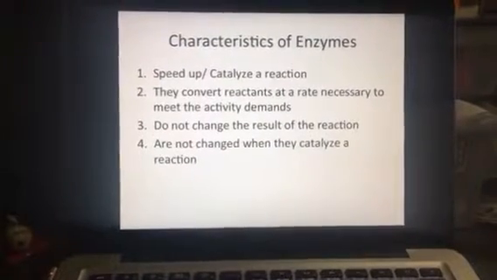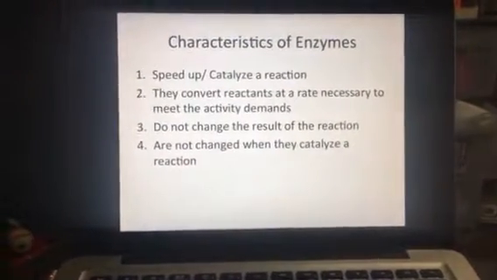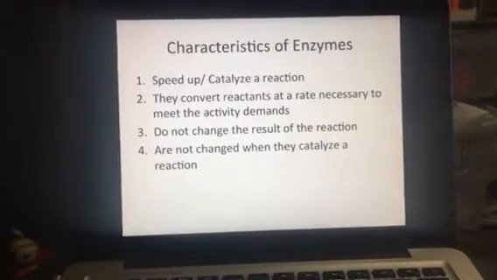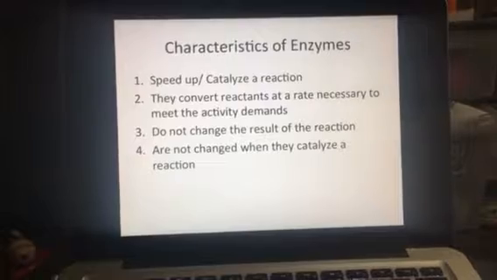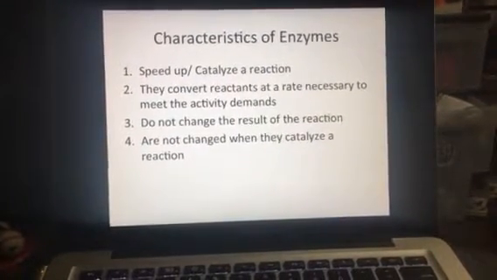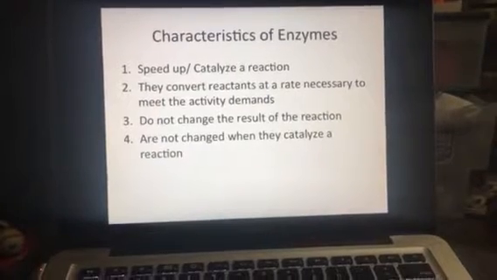Here are some characteristics of enzymes. They speed up or catalyze a reaction. They convert reactants at a rate necessary to meet the activity demands. They do not change the result of the reaction, and they are not changed when they catalyze a reaction.